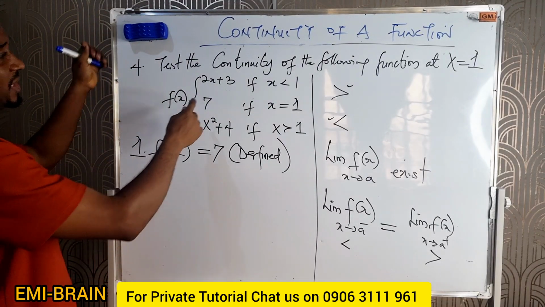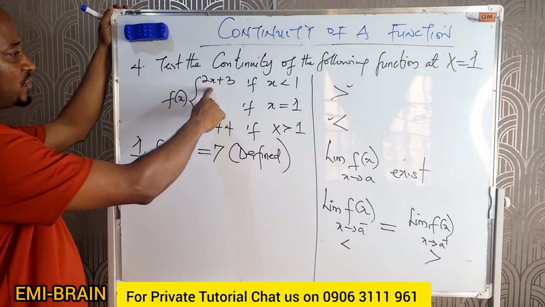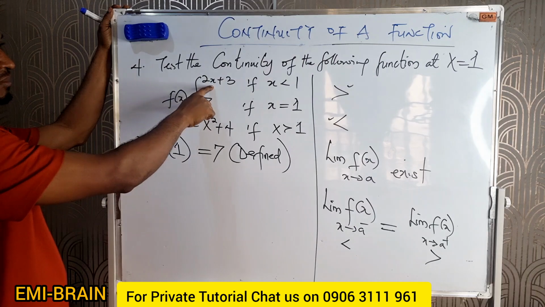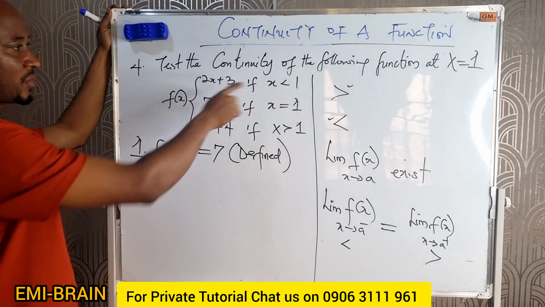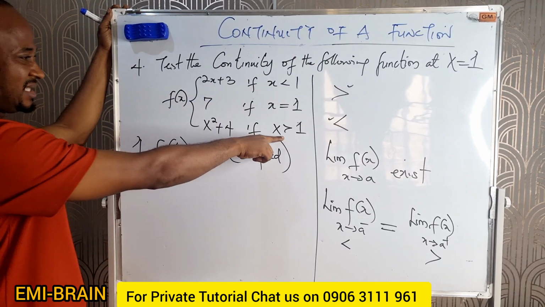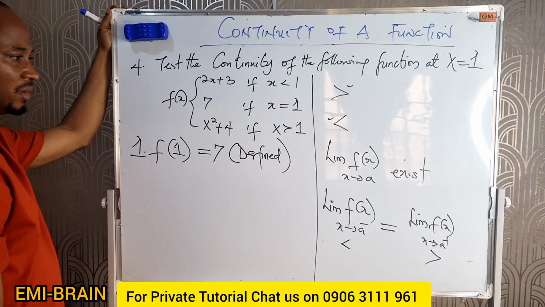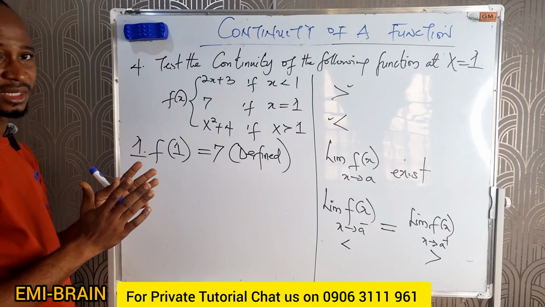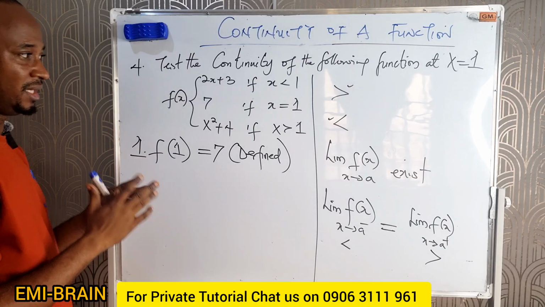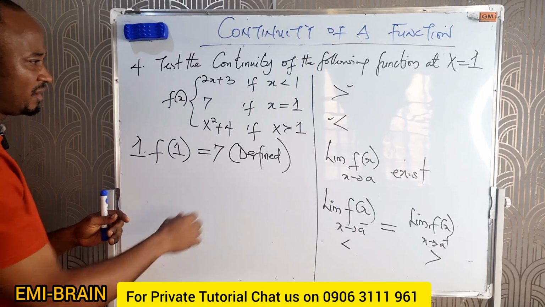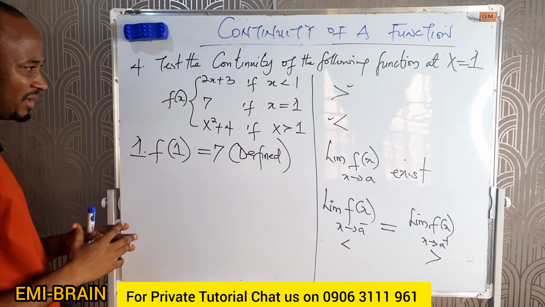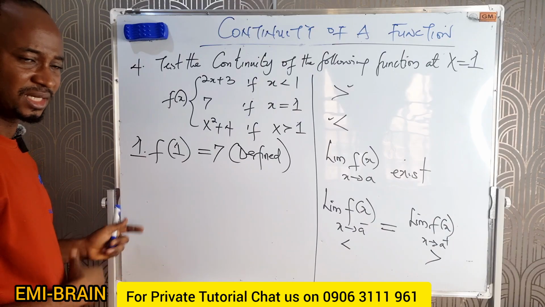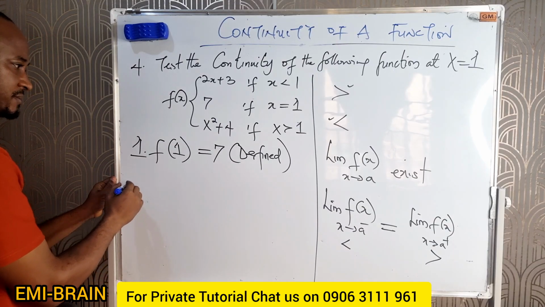So here we can find the limit of f of x as x approaches a on the left hand side, because we are told that x is less than 1. Here we are told that x is greater than 1. This is not like the other examples we saw where we just find the limit of the function and compare with f of a. In this case, we have 2 inequalities, greater than and less than. So it means we have to find the limit on the right hand side and the limit on the left hand side. So let's find the limit.